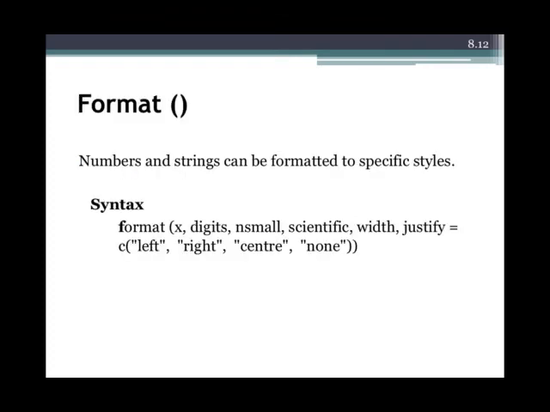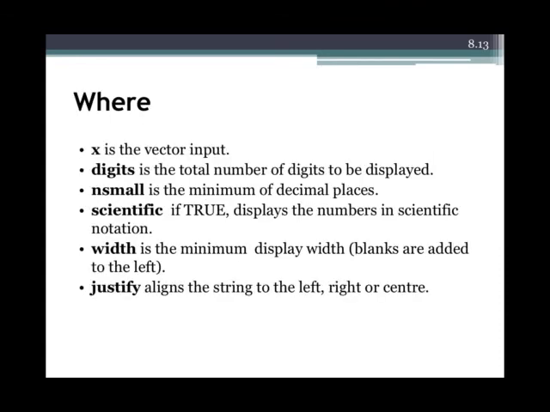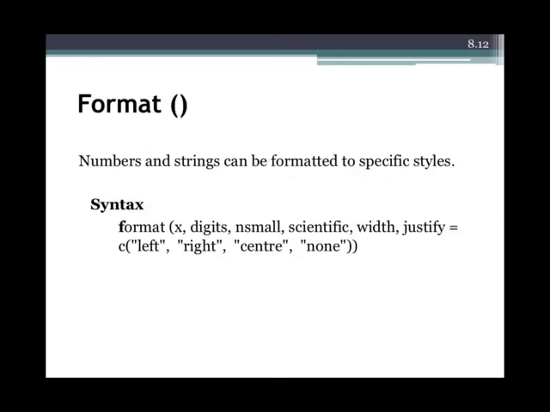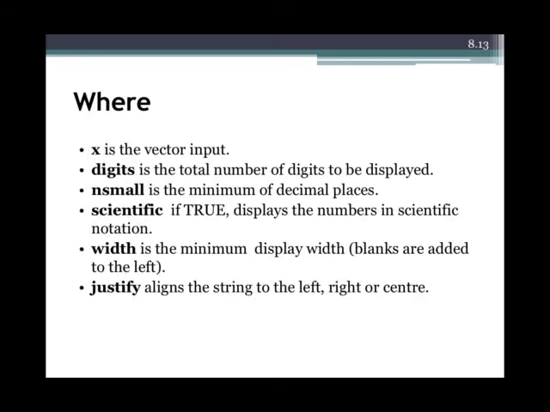We can also format the numbers and strings in different ways. So let's look at the syntax. It's the keyword format. X is the value which we are specifying. Then it's whether it's digits or not digits. Then we have the minimum number of decimal places. Then we can specify whether it's to be in exponential notation, which is called scientific notation.